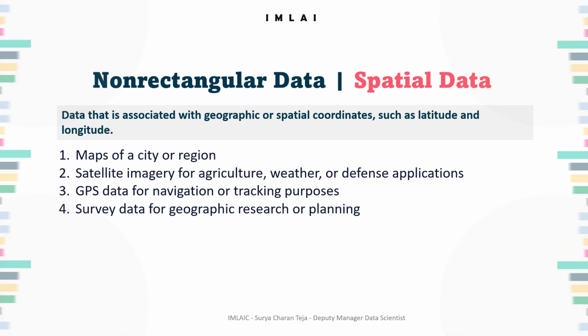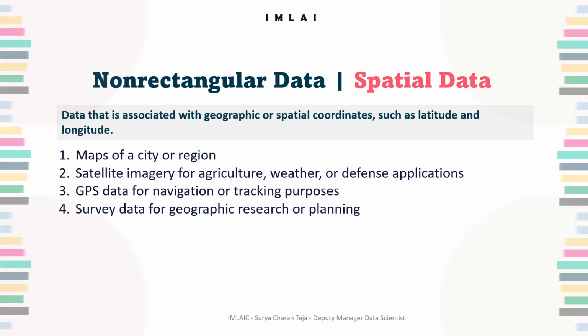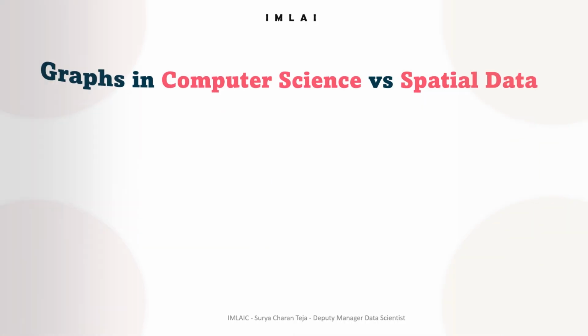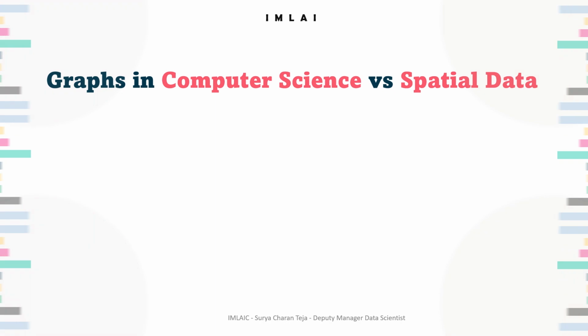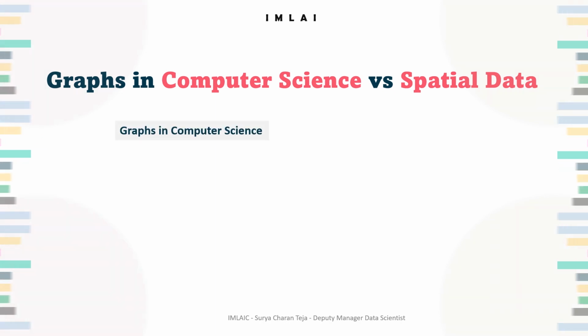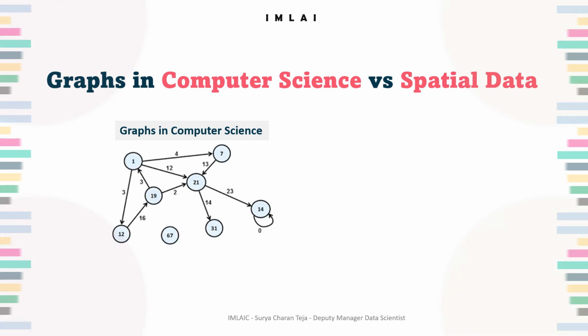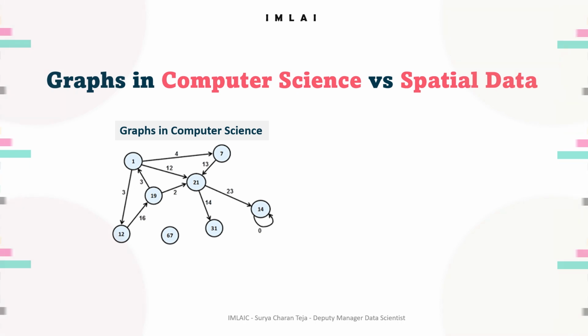So before we wrap up this third module in the Intuitive Exploratory Data Analysis for You course, we will just look into the major difference between graphs in computer science and spatial data. In computer science and information technology, that is IT, the term graph typically refers to a depiction of the connections among entities and to the underlying data structure.